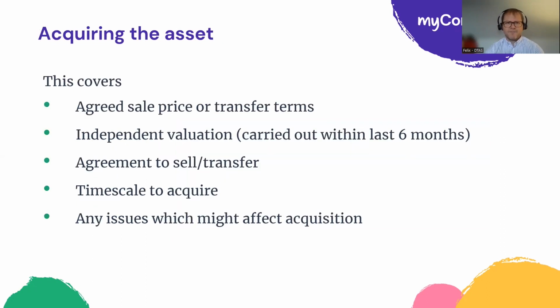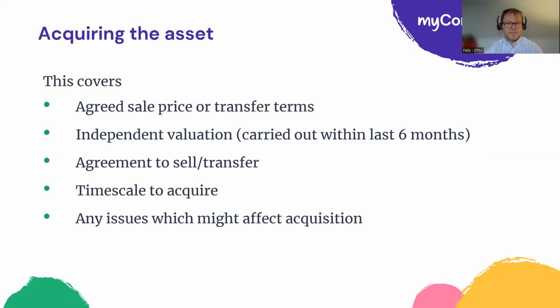Acquiring the asset, you need to show that there is an agreed sale price and transfer terms. If you're buying a building from a private seller, you need to be able to show that there's agreement to purchase or acquire that asset, and there's a clear route to that. If the acquisition of the asset falls through, the COF grant is lost. You can't transfer the grant to another property. So you need to be really clear that you've got those things in place.